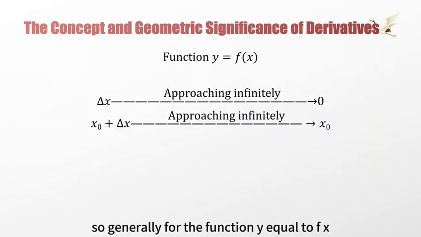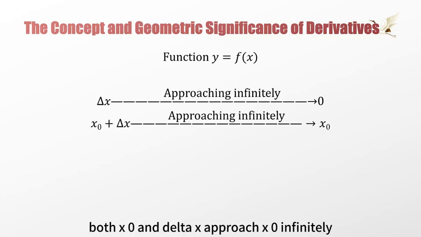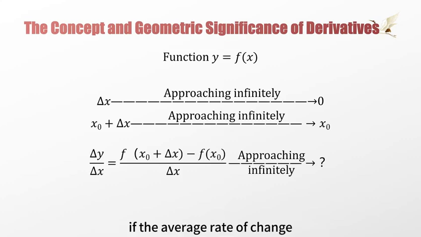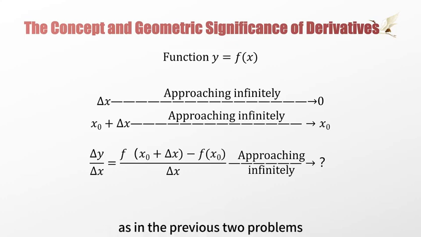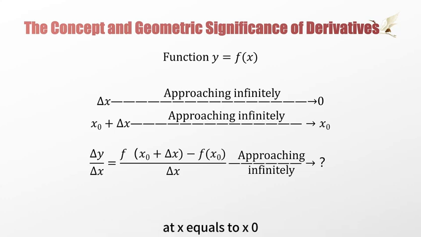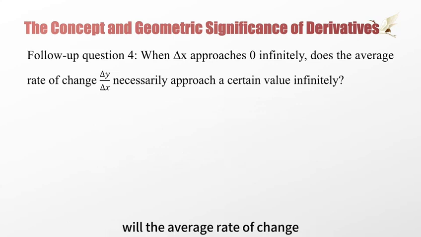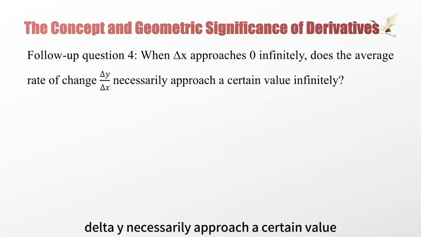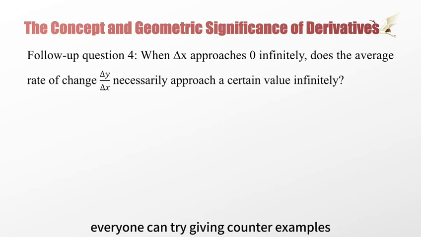So generally, for the function y equals f(x), regardless of whether delta x is less than or greater than 0, when delta x approaches 0 infinitely, x0 plus delta x approaches x0 infinitely. If the average rate of change, delta y compared to delta x, can infinitely approach a certain value, as in the previous two problems, then this value is the instantaneous rate of change of the function at x equals x0. So, when delta x approaches 0 infinitely, will the average rate of change, delta y compared to delta x, necessarily approach a certain value infinitely?